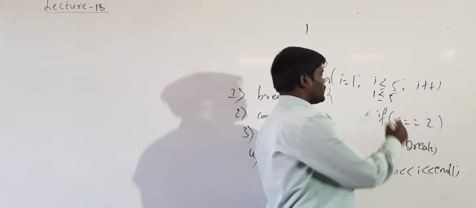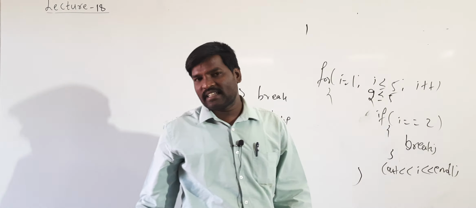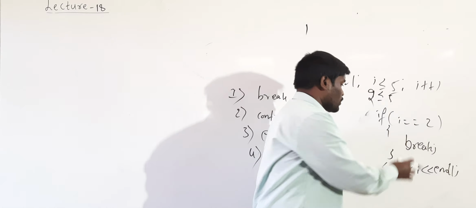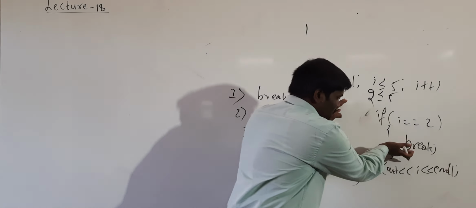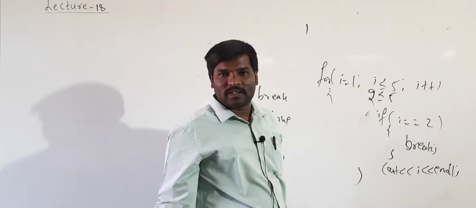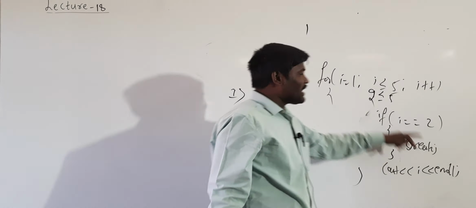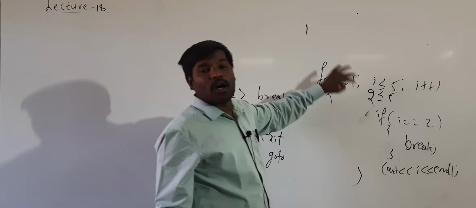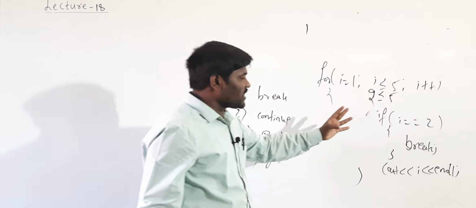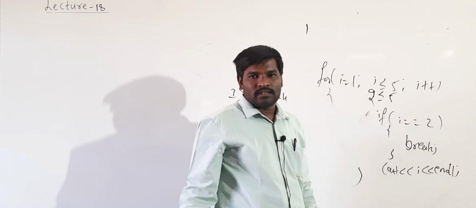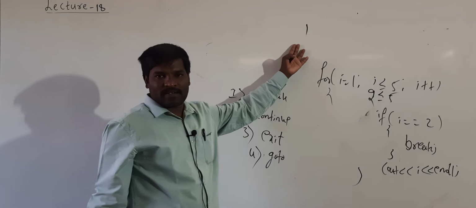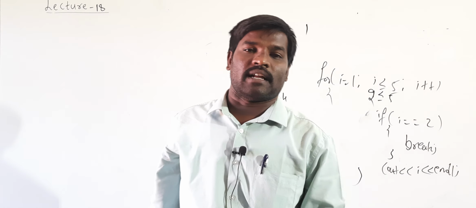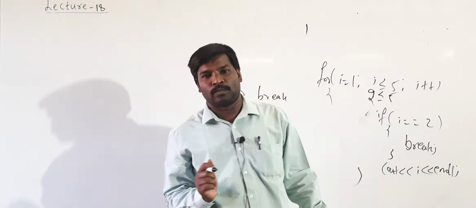Next, the loop will continue, i becomes 2. 2 is less than or equal to 5, condition is true. See here, 2 is equal to 2, condition is true. Break means it will stop the execution of the entire loop, the remaining statements, and this loop will not execute. Automatically it will come out of the loop. So this is the break. The output is only 1, because when the condition is true, it will break the entire loop and the control will come out of the loop.